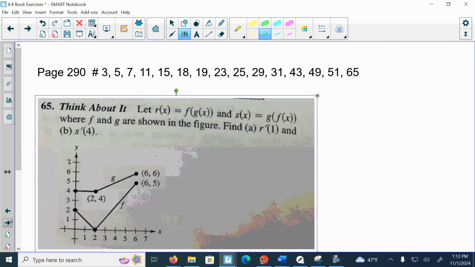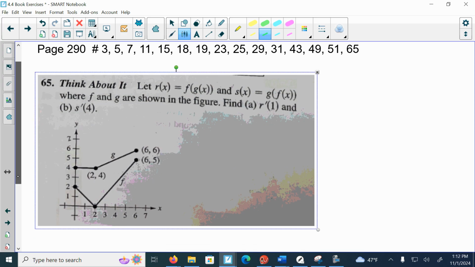And then the last one, it says, let's think about it. So we're trying to find f of g of x and g of f of x, and where f and g are shown. So they give me the graphs of the function, and they want me to find the derivative. So for a, they want me to find the derivative at f of g of x. So if I go back and I look at what the derivative is in my book, remember, you're doing the derivative of f of g of x.